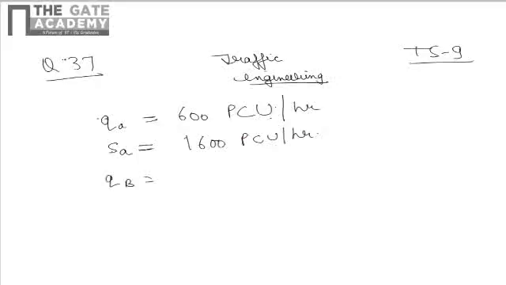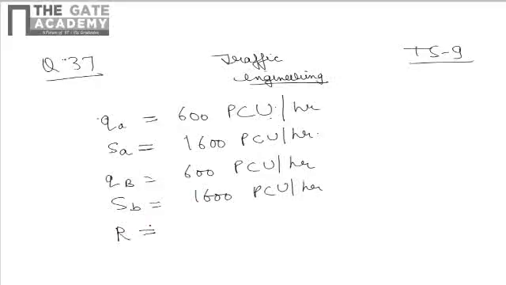For road B, QB is given as 600 PCU per hour and SB is given as 1600 PCU per hour, and it is also given that all red time, that is time lost in the cycle, is 20 seconds. Also L is given by 2N plus R, where N is the number of cycles plus R, that is all red time.